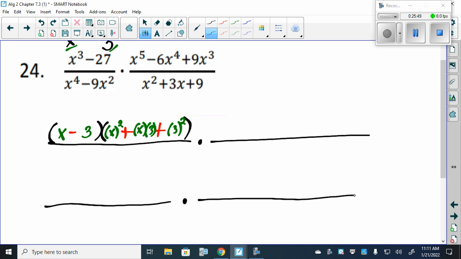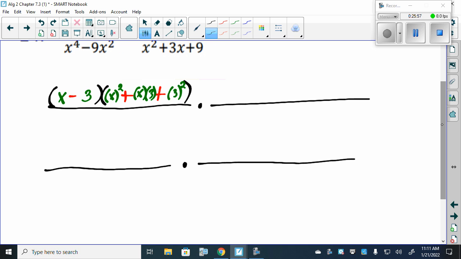I have a feeling that y'all might want to finish out the cube before we start messing with the rest of them. And we can do that. We can come down here and say x minus 3, close parenthesis, open parenthesis. Our x squared is going to be, well, x squared plus 3 times x is 3x, and 3 squared is 9.